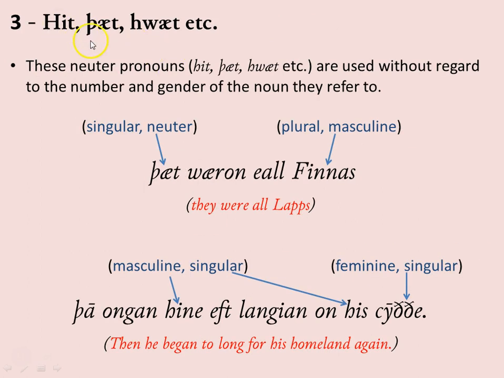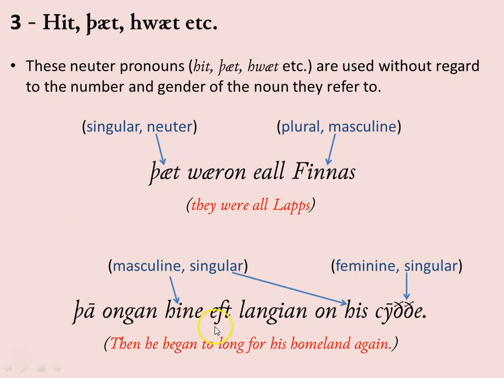Alright, when dealing with general terms like hit, þæt, and hwæt, these neuter pronouns are used without regard to the number and gender of the noun they refer to. So you've got a bit more freedom with those. So "þæt wæron Finnas": they were all Lapps, as in from Lapland, Finland. Þæt is singular neuter, Finnas is plural masculine. So here, the neuter pronoun doesn't matter what number or gender it takes.